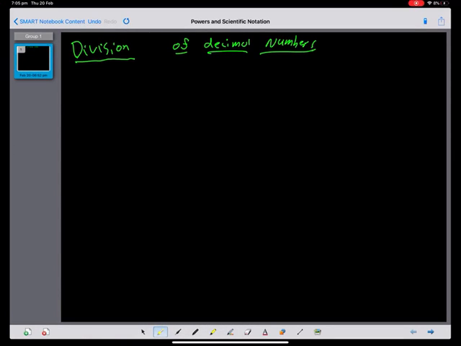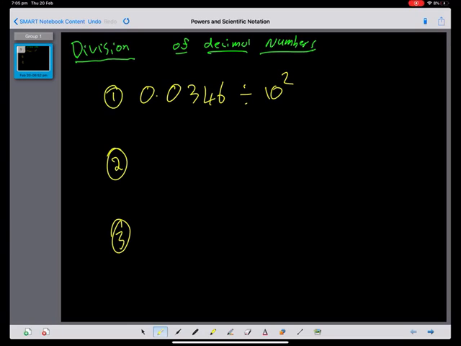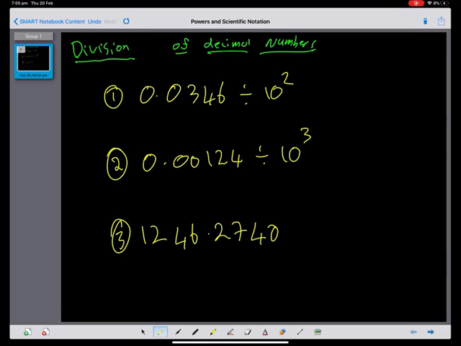Okay, so let's have a look at another question. Hopefully you can pause the video and have a go at these 3 problems. Let's do 0.0346 divided by 10 squared. 0.00124 divided by 10 cubed. And 1246.2740 divided by 10 to the 4. Okay, so pause the video and see if you can work these out.